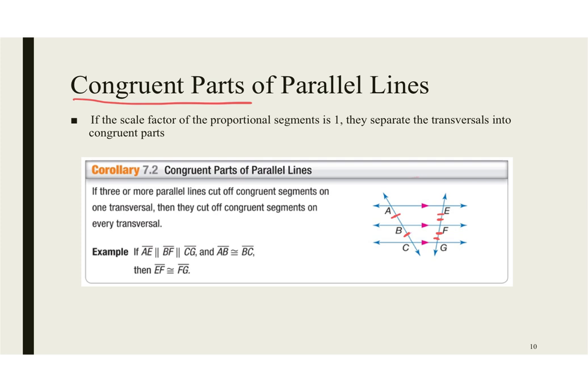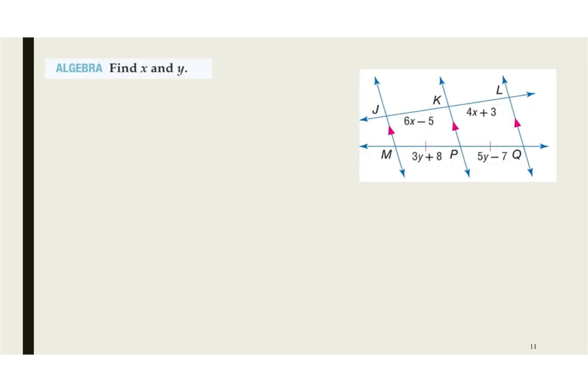Now, this does not mean that AB is going to be equal to FG. No. It just means that since one side is congruent, those pieces, then the other side's pieces are going to be congruent to each other. And here's a problem to show you how we do it.